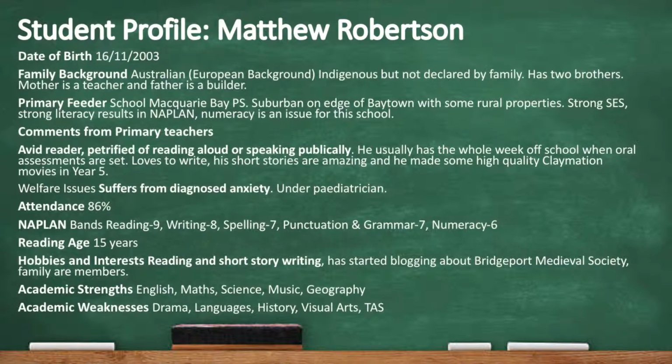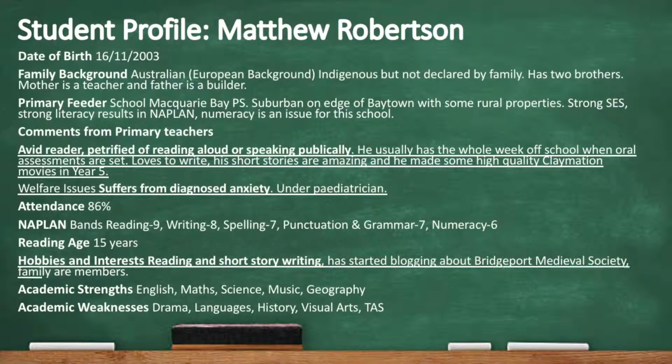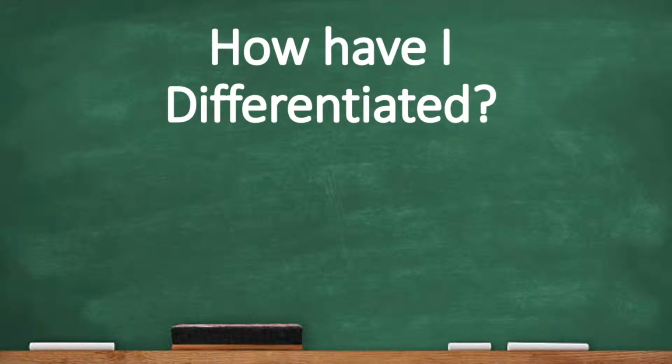This is the student profile of Matthew Robinson, which is the individual student I differentiated for throughout my 5 lesson plans. So he's an avid reader and petrified of reading aloud or speaking publicly. His welfare issues include suffers from a diagnosed anxiety under pediatrician, and his hobbies and interests include reading and short story writing. So how have I differentiated?